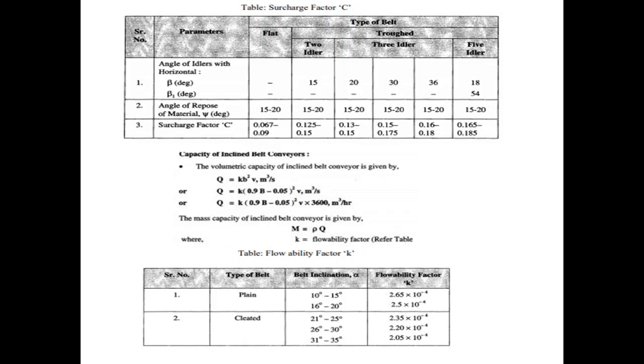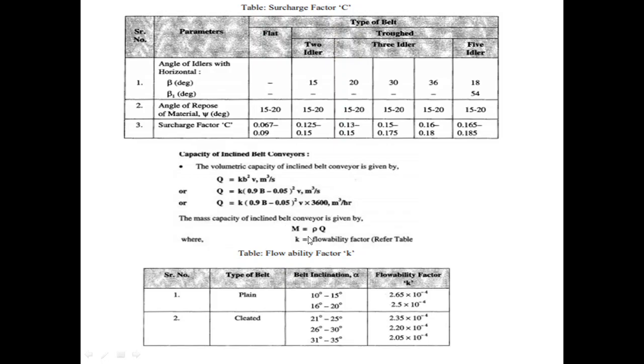What is K? K is the flowability factor. Okay. The value of the flowability factor depends on the belt inclination. What is the belt inclination? It is denoted by alpha. If the alpha angle is 10 to 15 degrees, then the flowability factor is 2.65 into 10 raised to minus 4. If it is 31 degrees to 35 degrees, then this value is 2.05 into 10 raised to minus 4. Then how do we calculate the mass capacity for the inclined belt conveyor?